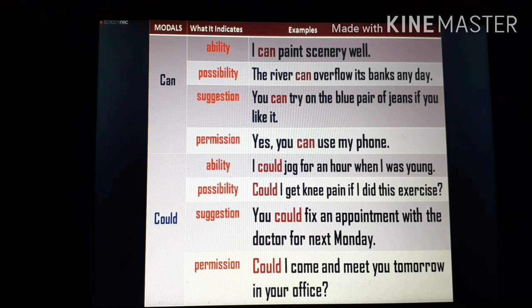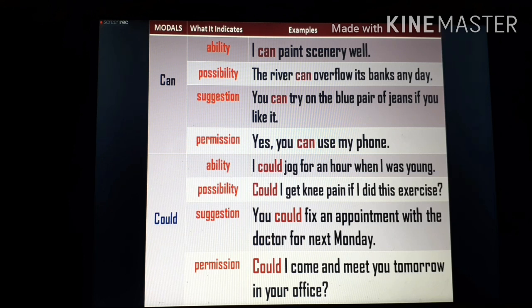Could. Could is an auxiliary verb and is the past form of can and is used to express ability, possibility, suggestions and permission. I could jog for an hour when I was young. So this shows the ability of the speaker in the past. It means what the speaker was able to do in the past. Could I get knee pain if I did this exercise, shows possibility. You could fix an appointment with the doctor for next Monday, shows suggestion.